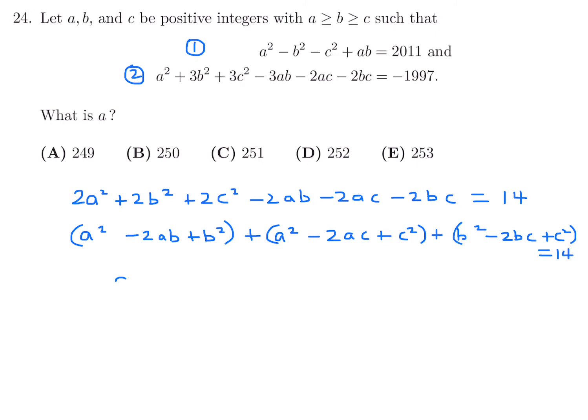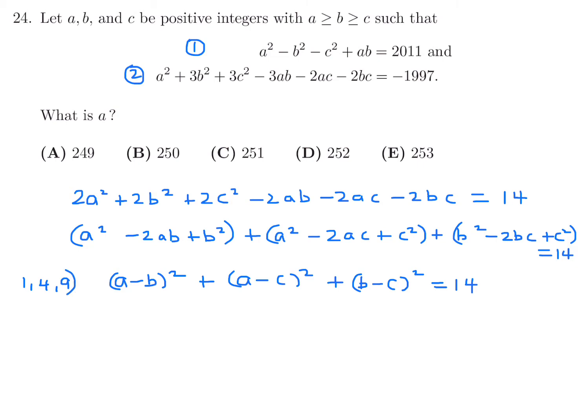Now each of these factors very nicely. We have (A minus B) squared plus (A minus C) squared, and then we have (B minus C) squared, and that is equal to 14. Now, 3 perfect squares add up to 14. And I'm pretty sure that you can figure out that that's going to be 1, 4, and 9, right? That's the only way. But which one's 1, which one's 4, and which one's 9?